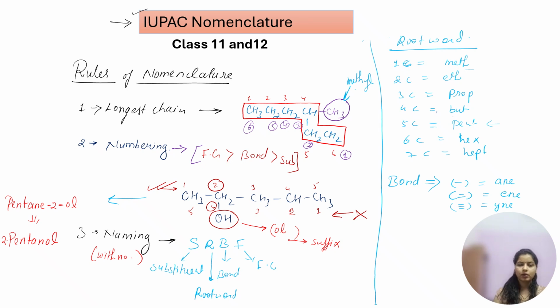So this is how we are going to learn about the IUPAC nomenclature. This is the basic rule. And going forward, we are going to look at all the different kinds of functional groups. I cannot teach everything in one class.